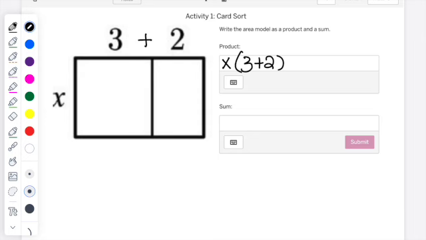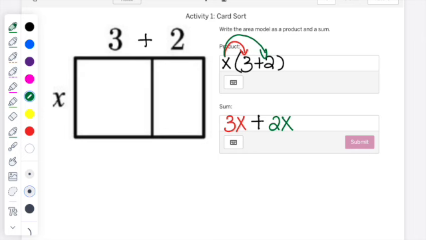So we're going to do our rainbow method again. We're going to distribute the x throughout. So it's going to be x times 3, and we're going to shortcut it and call it 3x because what I have is 3 x's. My operational symbol is going to be my addition. And then we're going to distribute the x to the 2. And that will be 2x. So that would be my sum.